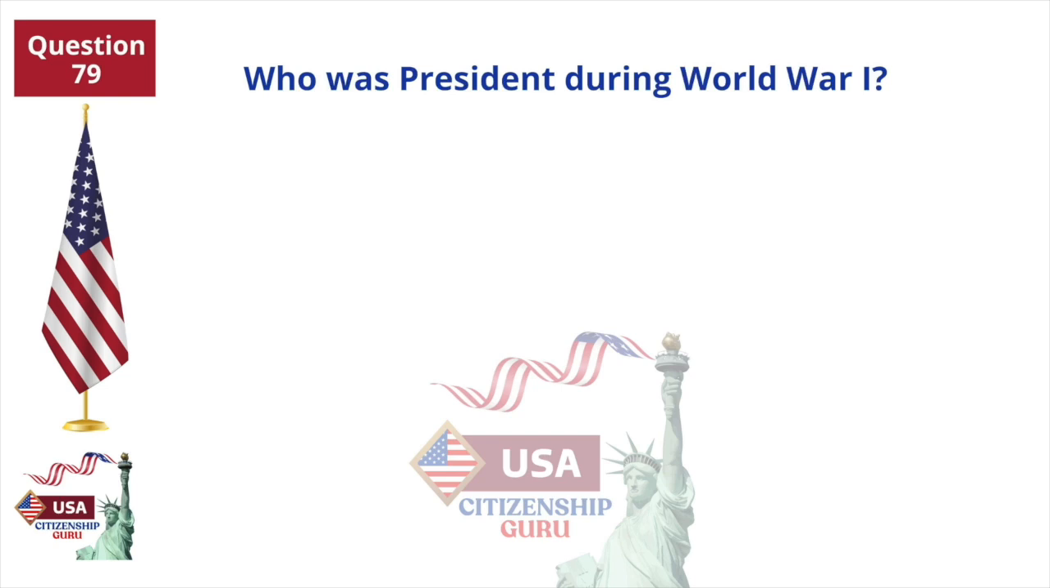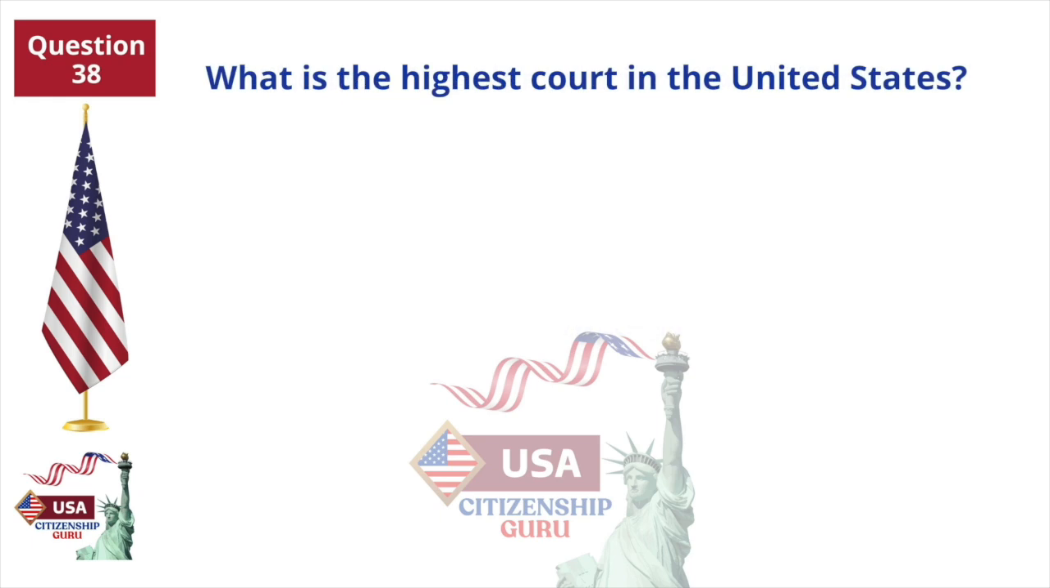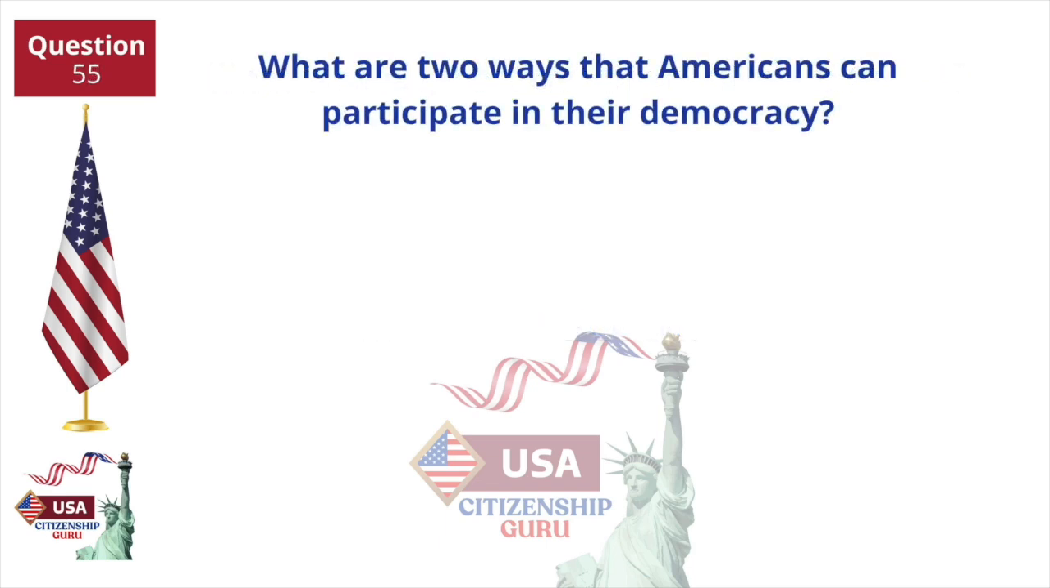Who was president during World War I? Woodrow Wilson. What is the highest court in the United States? The Supreme Court. What are two ways that Americans can participate in their democracy? Vote. Join a political party.